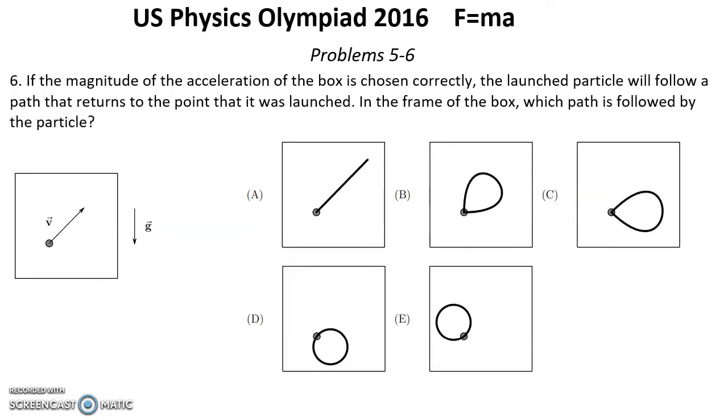Problem number 6. If the magnitude of the acceleration of the box is chosen correctly, the launched particle will follow a path that returns to the point that it was launched. In the frame of the box, which path is followed by the particle?